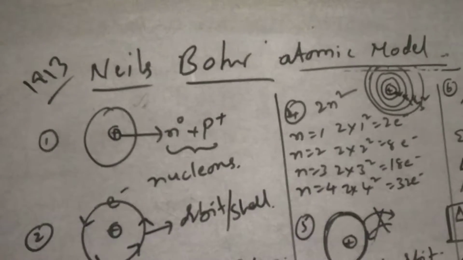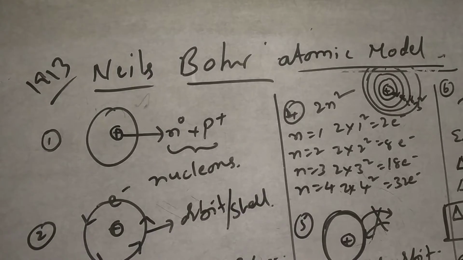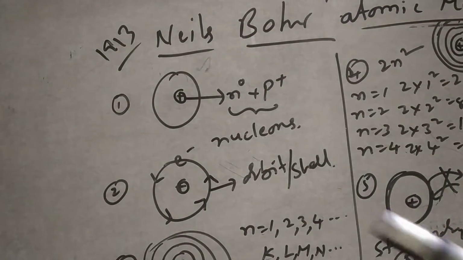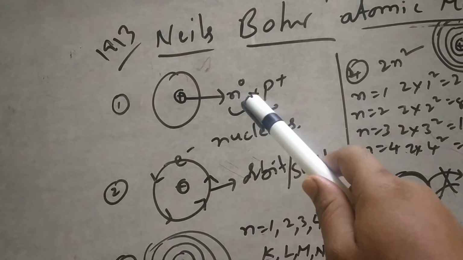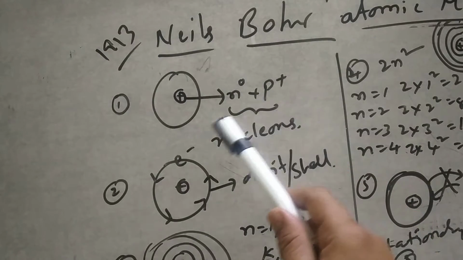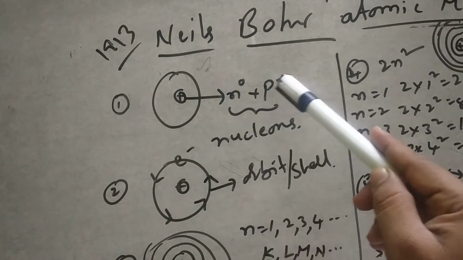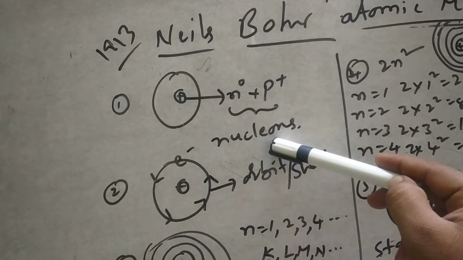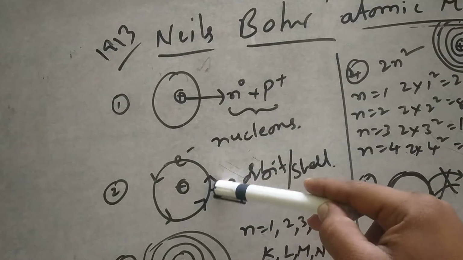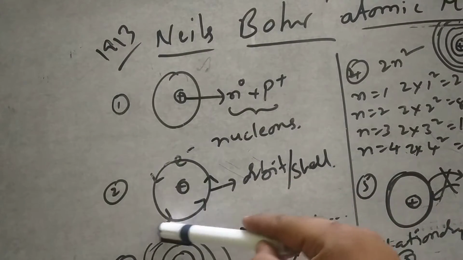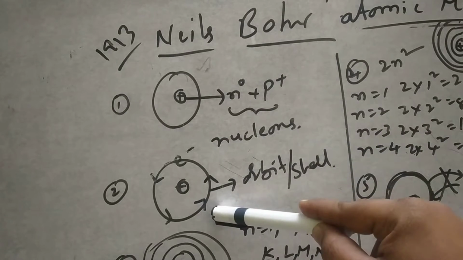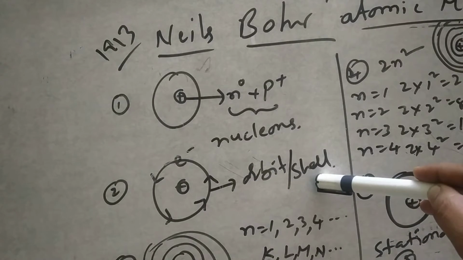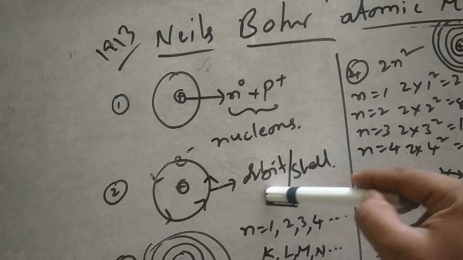So here the main points of this model are: number 1, neutrons and protons are present in the nucleus. They are called nucleons. Second point, electrons revolve round the nucleus in a closed and fixed circular path called orbit or shell.